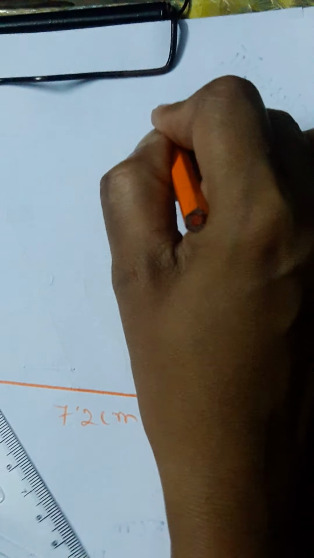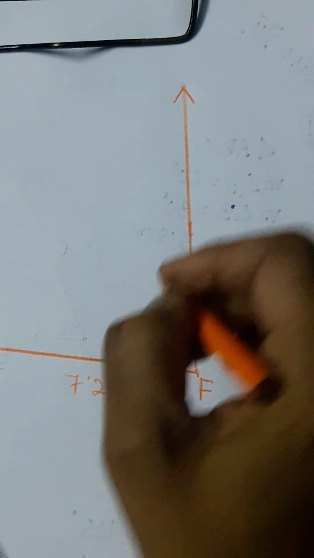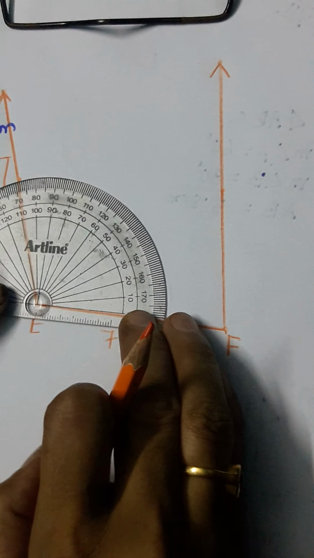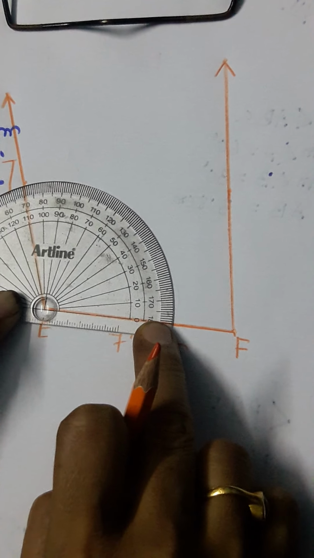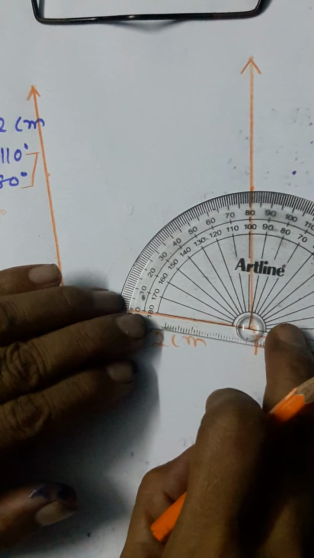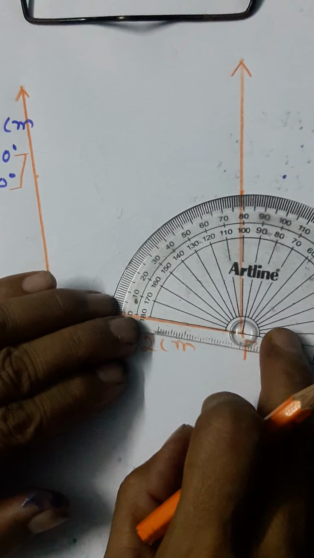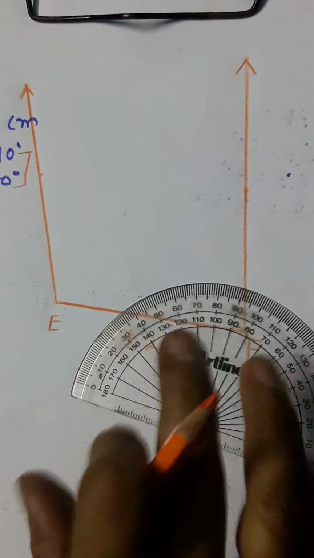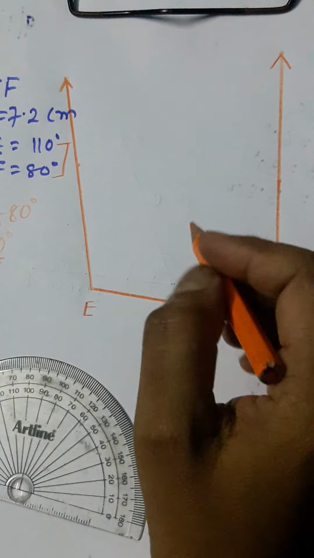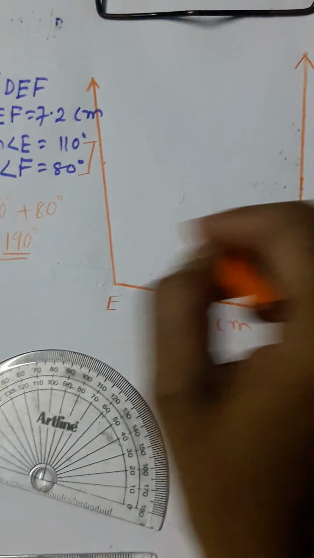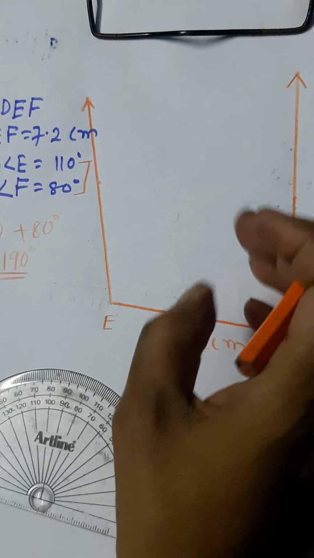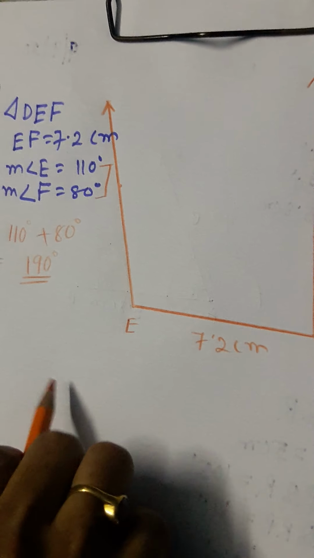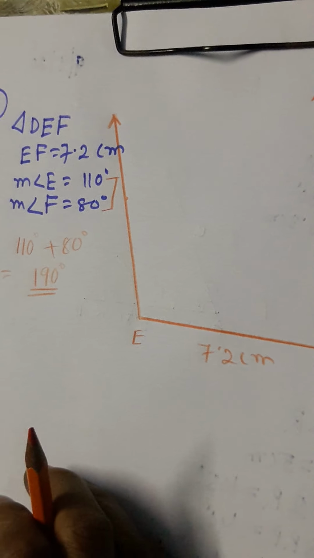So after joining this point, we are getting these two angles: this one is 110 degree. See, check it, verify this one, it is 110 and it is angle 80. As per the question, whatever has been given, I have applied over here. And after applying these three things, can you say it is possible to draw a triangle? If these two rays never meet, is it possible to get a triangle? No. So in this case, it is impossible to get a triangle.